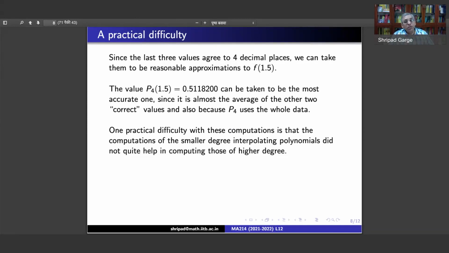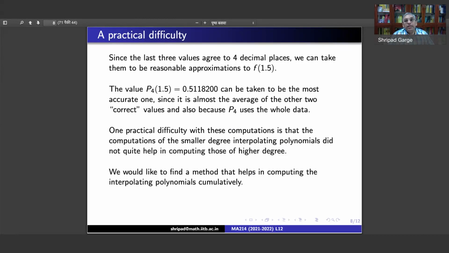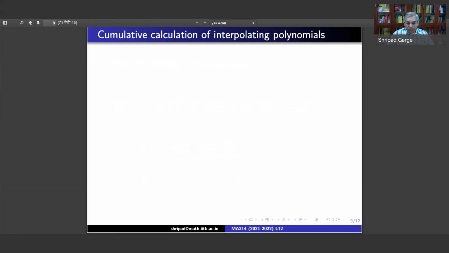So the computation of the smaller degree polynomials did not seem to help. And we would like to find a method which helps in computing the Lagrange polynomials or even the interpolating polynomials in a cumulative way. Is there a way that the smaller degree polynomials will help you compute the larger degree polynomials, the higher degree polynomials? So let's start again with some examples. We want to do the cumulative calculation of interpolating polynomials.